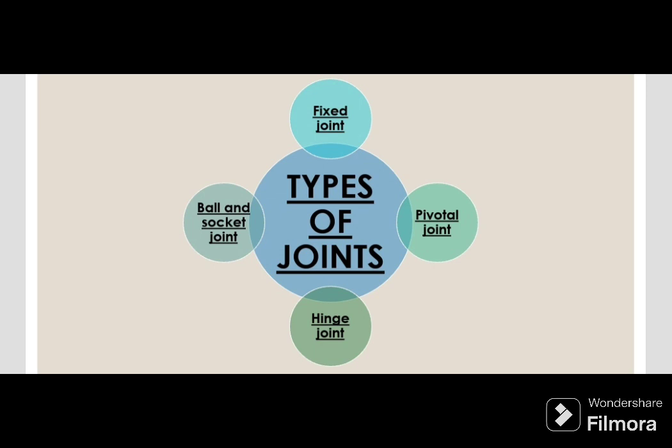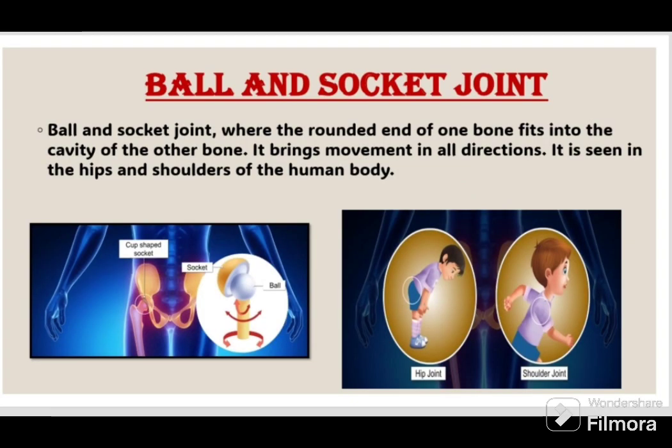So we will study each type of joint in detail. The first type is ball and socket joint. In this type of joint, the rounded part of one bone called the ball is fixed into the cavity of another bone called the socket. This joint allows movement in all directions, in 360-degree angles. Examples of ball and socket joints are the shoulder and hip joints.